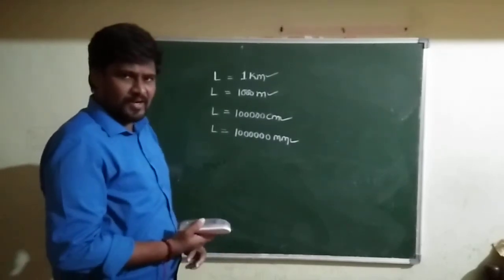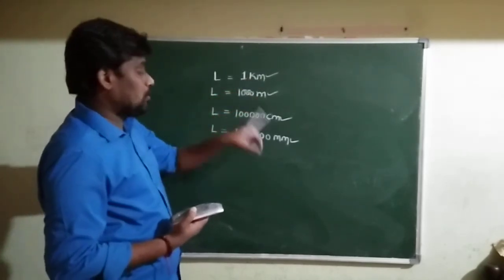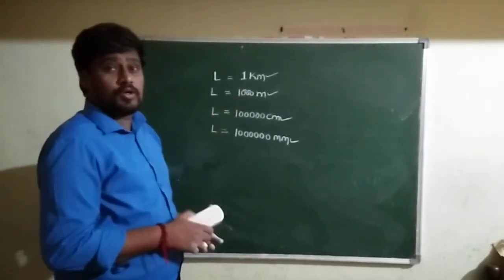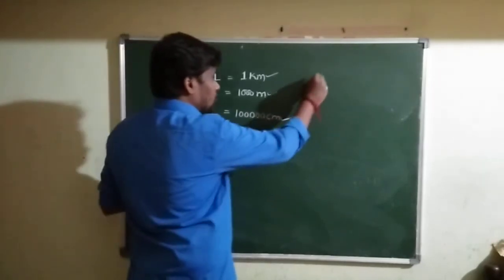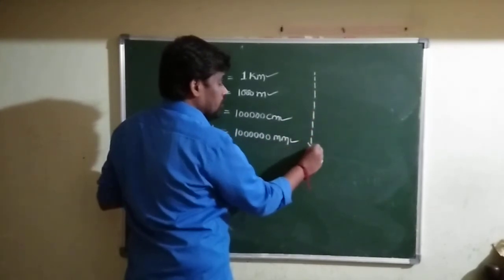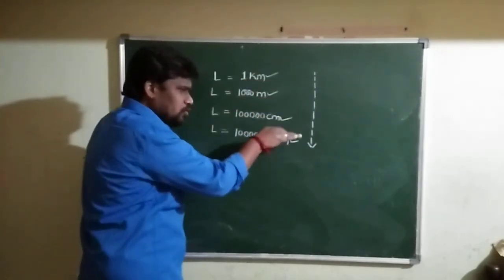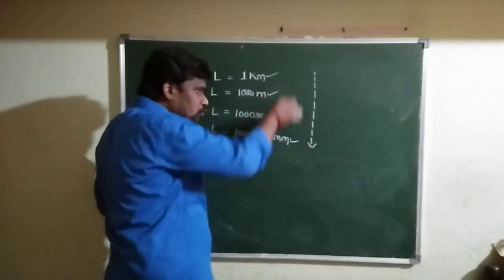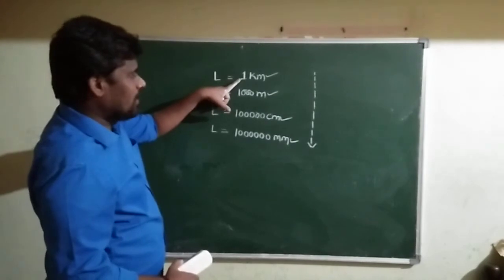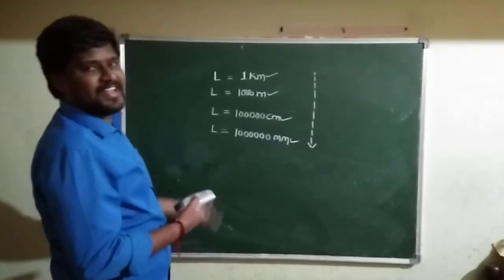Look at the unit from kilometer to millimeter. Which is the greater unit here? Kilometer is bigger compared to millimeter. So once you move from kilometer to millimeter, the unit you have chosen is smaller. We keep using smaller units. As the unit used became smaller, look at the numerical value. 1 became 1000, then 1000 became 1 lakh, then 10 lakh.